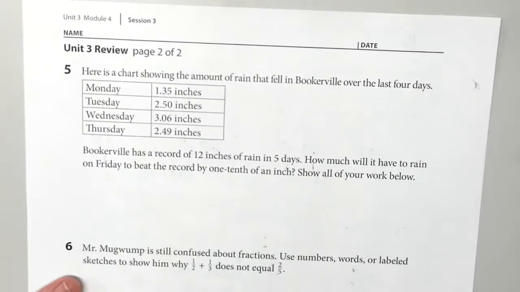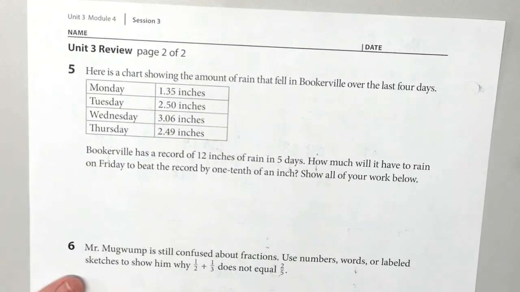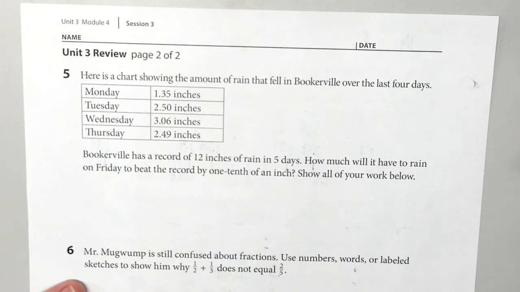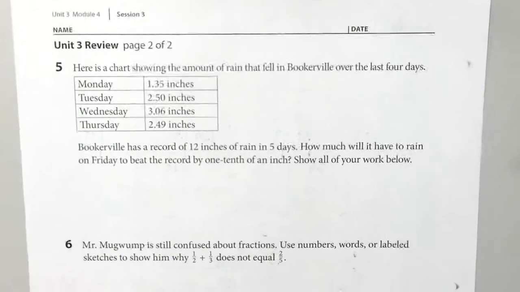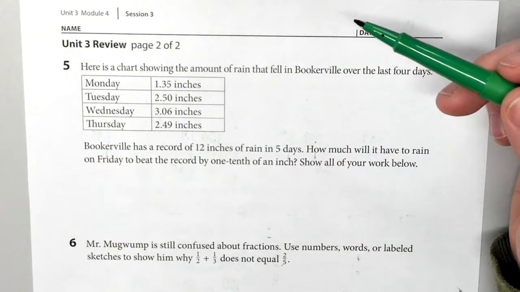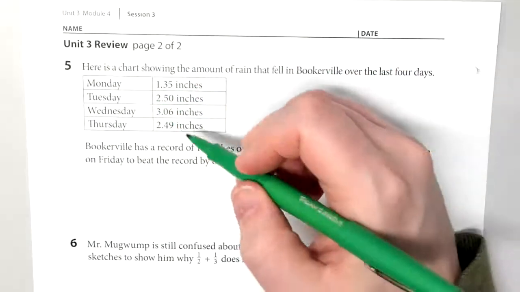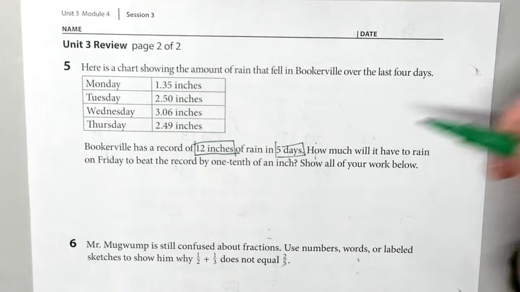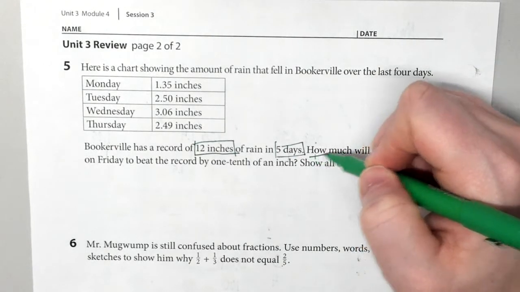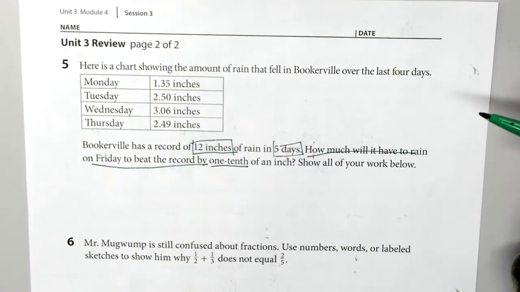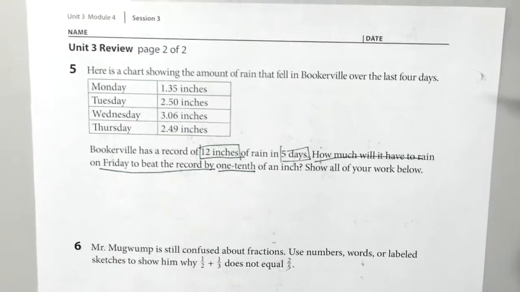Flip your paper over to the back. Number 5. Here is a chart showing the amount of rain that fell in Bookersville over the last 4 days. Here's the amount of rain each day. Bookerville had a record of 12 inches of rain in 5 days. How much will it have to rain on Friday to beat the record by 1/10 of an inch? Show all of your work below.